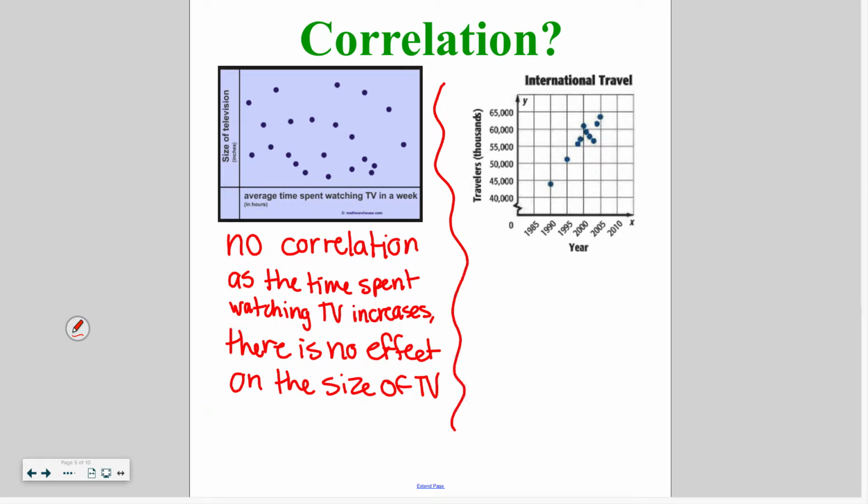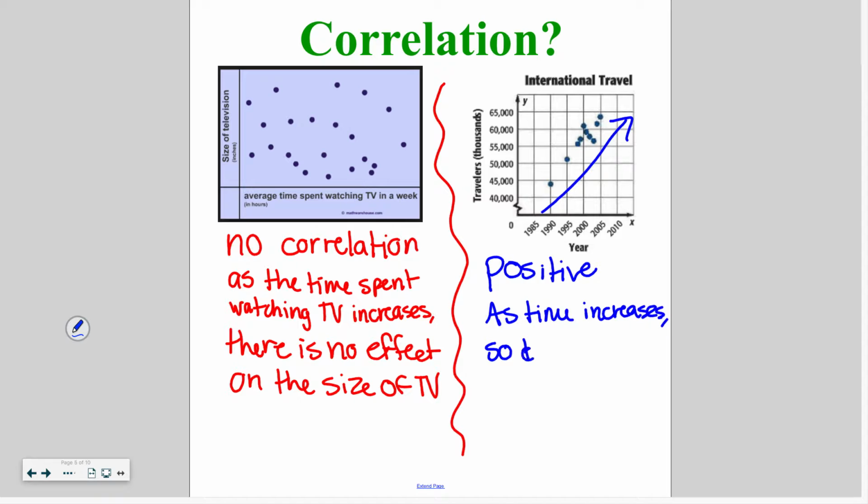Looking at this second example, we're comparing year to the number of travelers in thousands. So the first thing we want to check is, is it going up? If we're looking at this set of data, yes it is. So we would call this a positive correlation, and we would say that as time increases, so does the number of travelers.